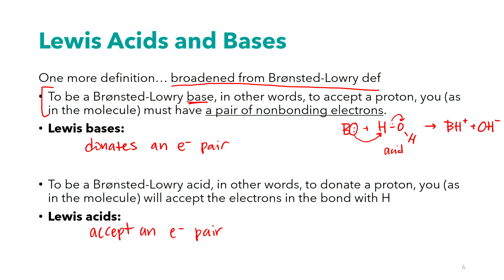So now we are really broad. We're just talking about the donation and acceptance of electrons, which is most of chemistry where we are just making new bonds. So we're just moving around electron pairs. All right, so let's dig into Lewis bases first.